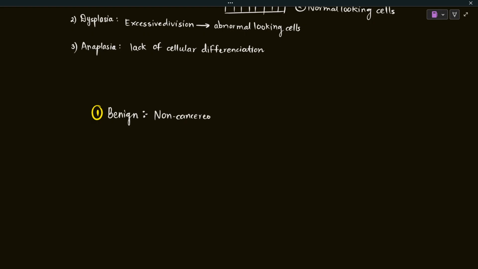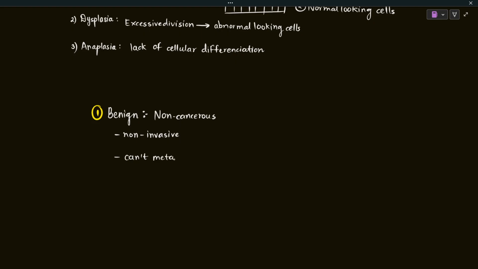Okay, non-cancerous. I guess there's something wrong in the spelling. Non-cancerous, then that should be cancerous. So benign tumors are non-cancerous, means they are non-invasive, means they do not have the capacity to metastasize. I hope you know about the metastasis. Metastasis means when the tumor cells are able to spread throughout the body. That is what we call metastasis. So they do not have the capacity to metastasize.